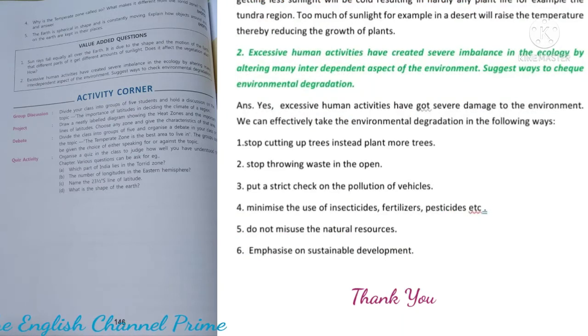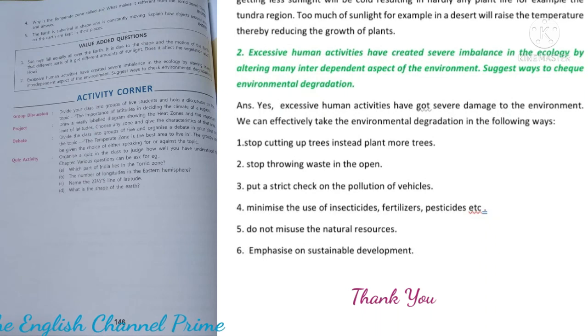Next, excessive human activities have created severe imbalance in the ecology by altering many interdependent aspects of the environment. Suggest ways to check environmental degradation. Students, many times this type of question will come for you to write from your creativity. So we can write the answer like this. Students, you can write the points like this.